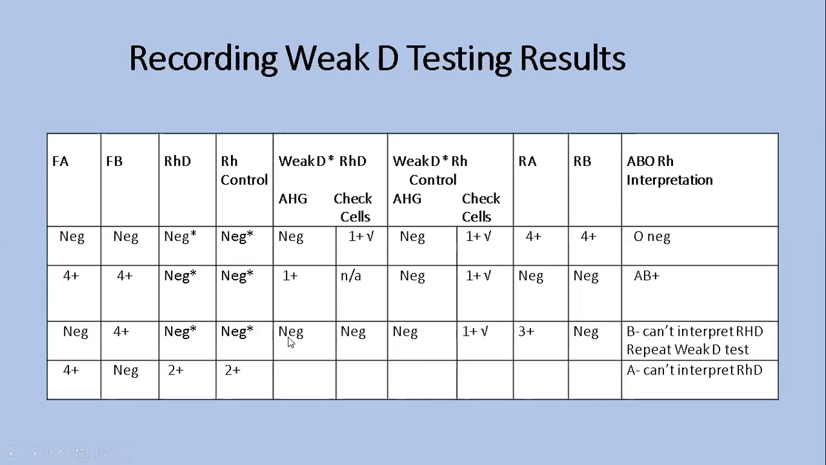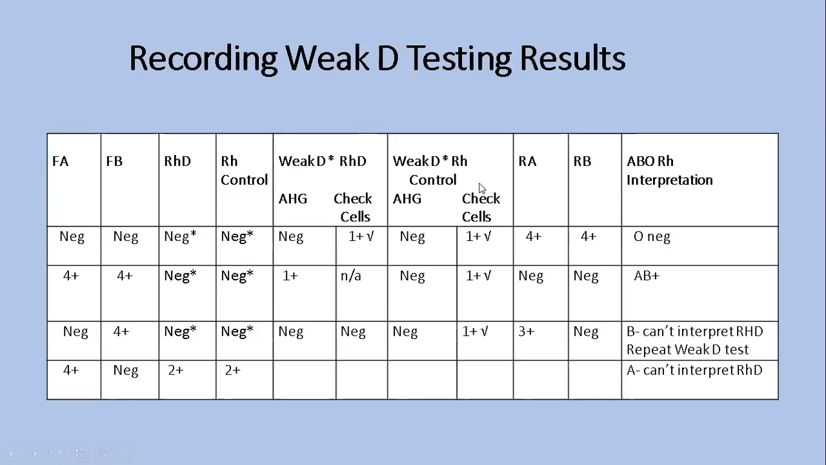So what does this mean? This is bad news. Because these check cells did not agglutinate, it means our procedure is faulty. Did we accidentally miss adding the AHG to this tube? Was the AHG faulty in some way, or was there a problem when we were washing this tube? We don't know, but what it means is we cannot interpret the RHD at this time, and so we would need to repeat the weak D test.